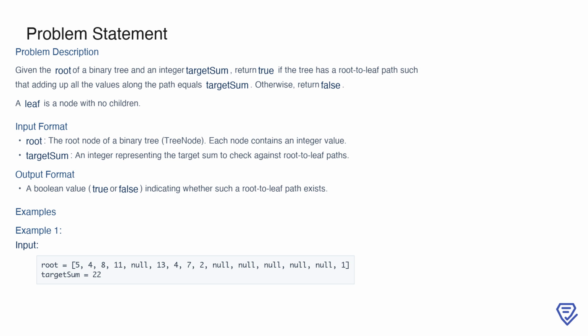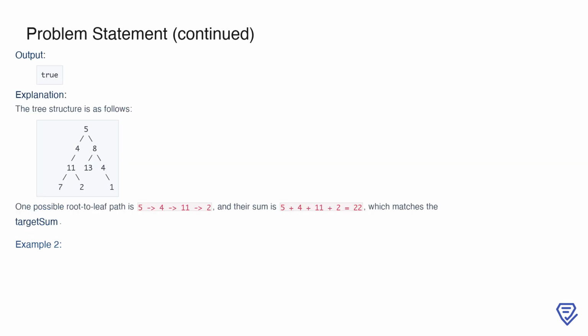The input consists of two elements: the root of the binary tree, which is represented as a tree node object containing integer values, and the target sum, which is a single integer. The output is a Boolean value, true if such a path exists, and false otherwise. Here's an example to illustrate the problem.